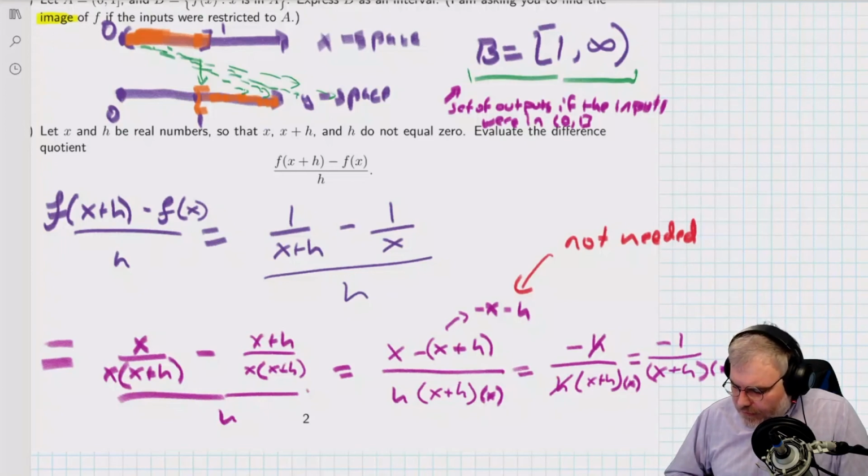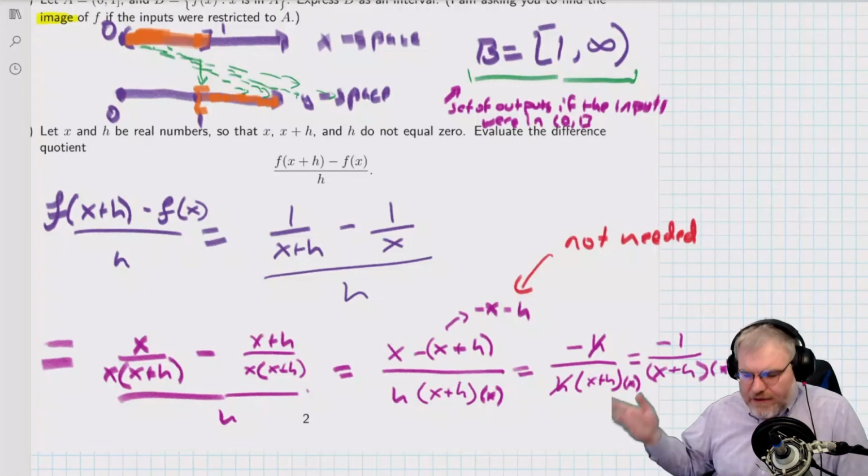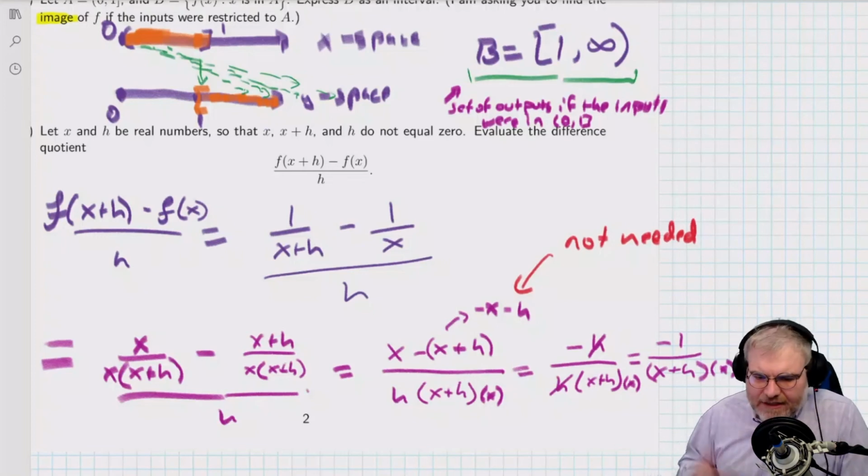I'll show you a lot of what I mean about that next time. But if the problem says simplify, then do it. If it does not say simplify, don't.